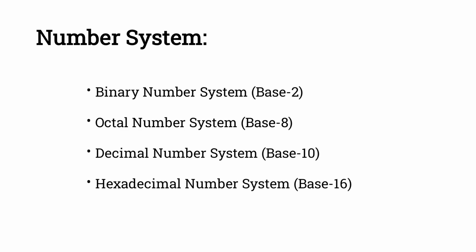Next one is the number system. So the number system has basically four types, as already discussed: binary number system with base 2, octal number system with base 8, decimal number system with base 10, and hexadecimal number system with base 16. These are the basic four number systems.